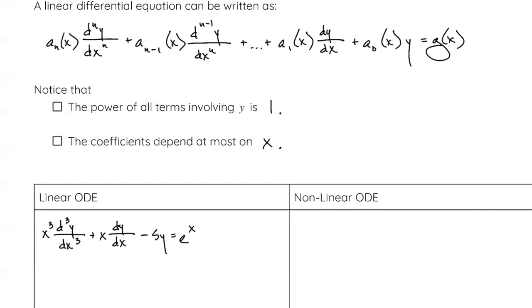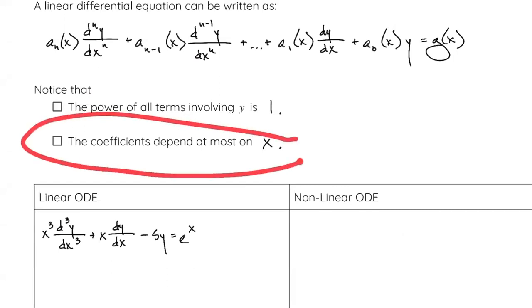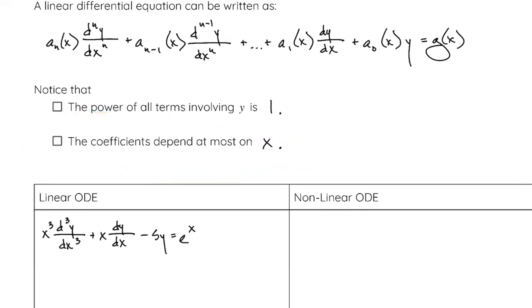Now let's check the second thing on our list. The coefficients depend at most on x. Where are the coefficients? x cubed, x, 5. All those coefficients only involve x.